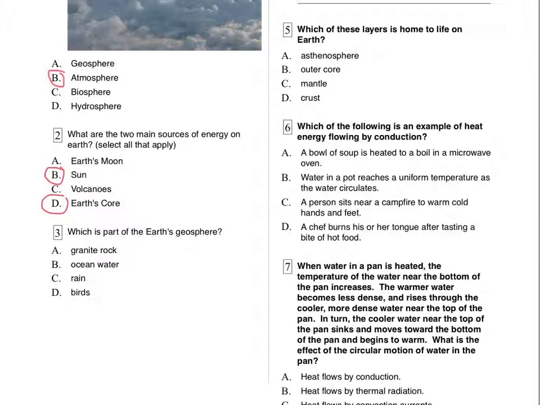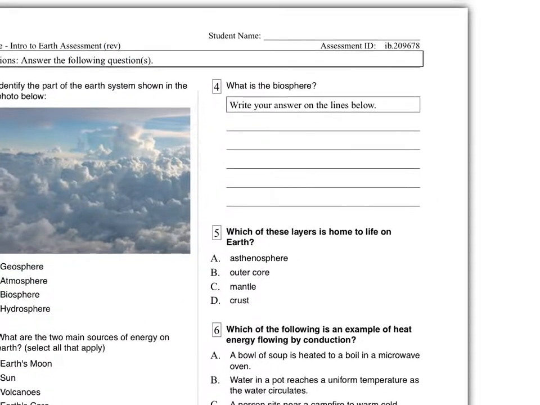Which is part of Earth's geosphere? Number three, that was granite rock. Ocean water is not land, rain is not land, birds are not land, but granite rock is land. So that was the geosphere.